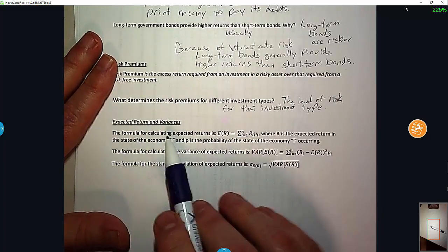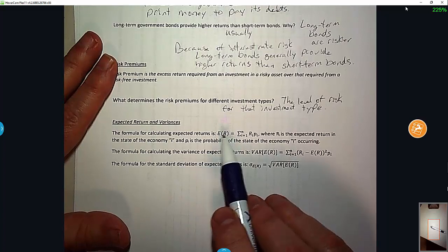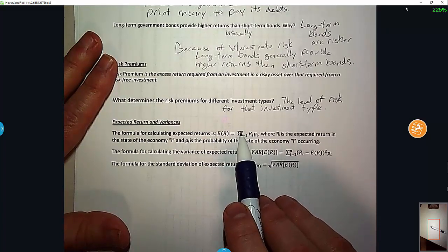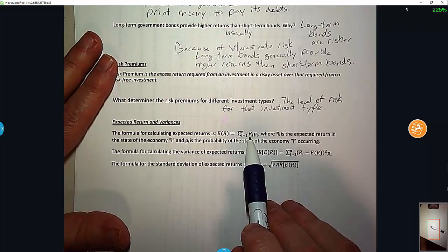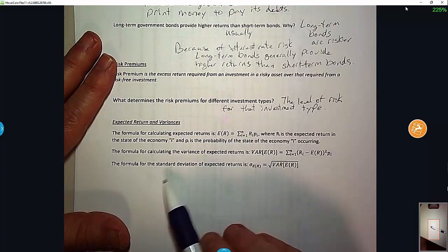So the formula for calculating expected returns is ER, so that means expected return, just the R itself means return, is equal to the sum of the return in i, a specific state of the economy, multiplied by the probability of that state of the economy occurring.